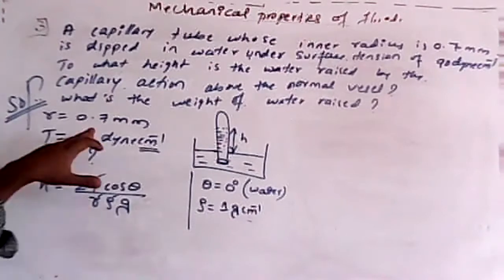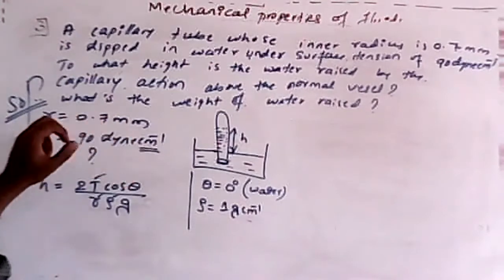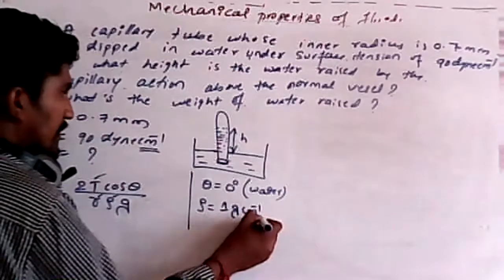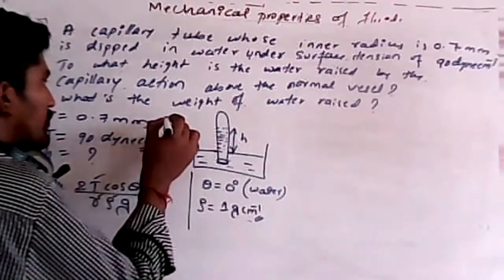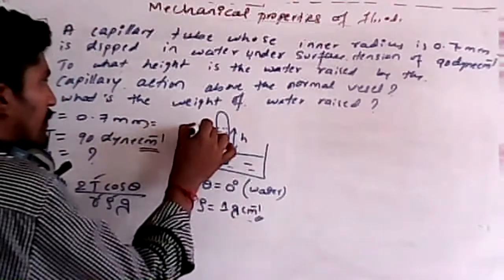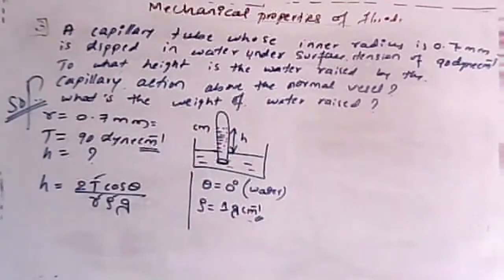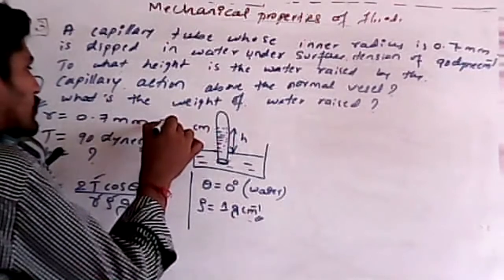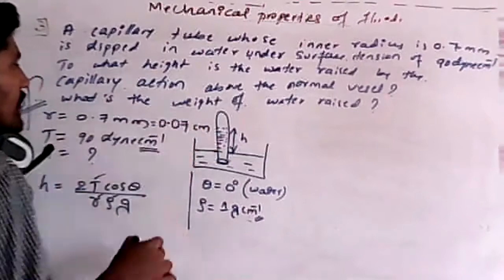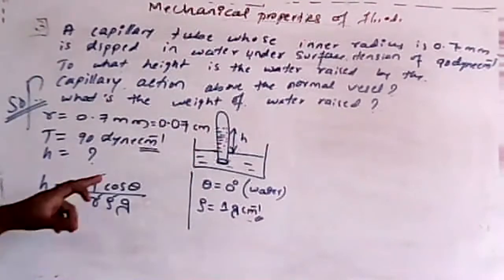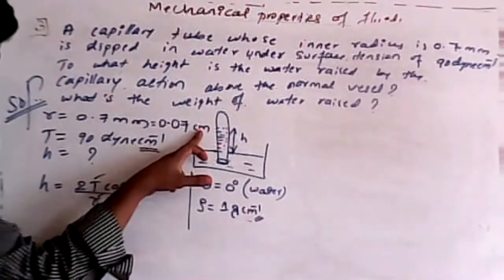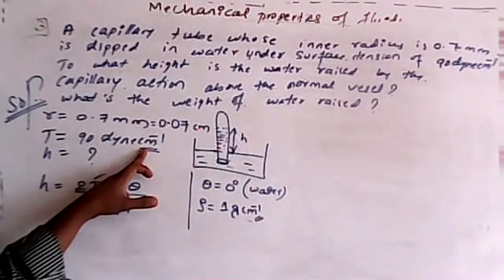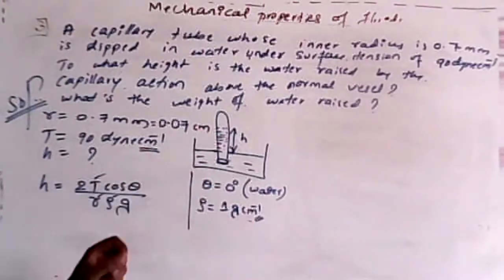But remember, they have given this one in terms of millimeter, but this is in terms of centimeter. This is also in terms of centimeter. So how can I write it in centimeter from millimeter? Millimeter to centimeter means divided by 10. It means you will get 0.07 centimeter. Now it comes in centimeter. This is also in terms of centimeter. Just put everything and tell me your answer.